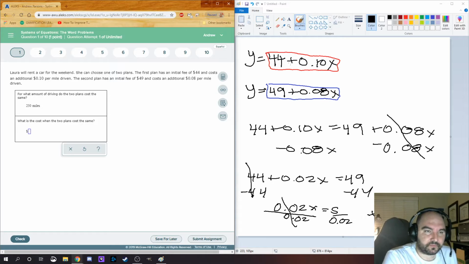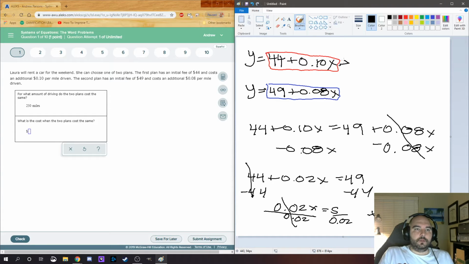Of course. Okay, so what I'm saying is, to get the second one, what would the cost be when they're the same? You take your answer of 250 and plug it back into either one of these equations. I'm kind of running out of room, but I will attempt to do it on the top here. So we have, I'm going to use the red equation, okay?